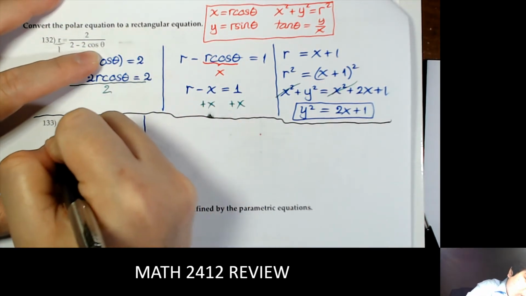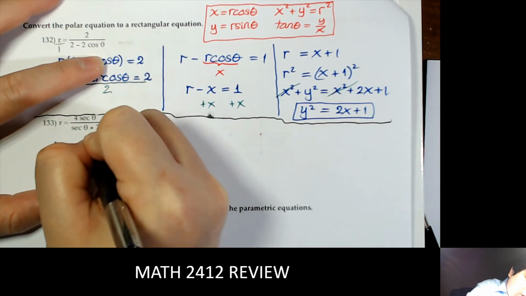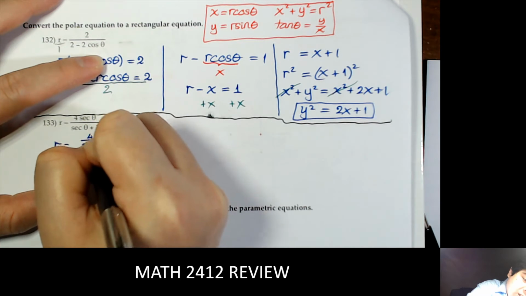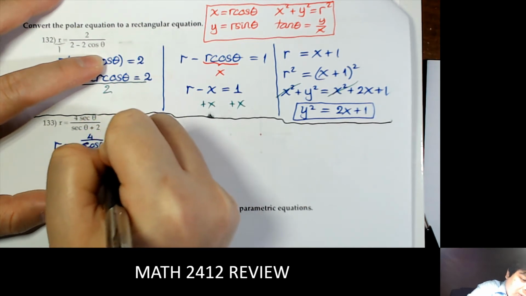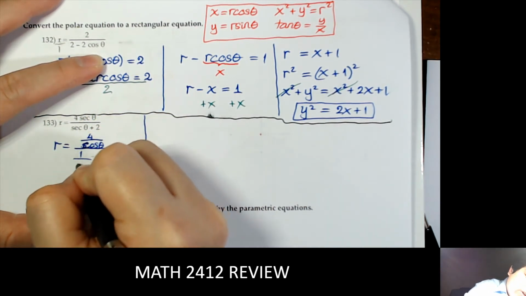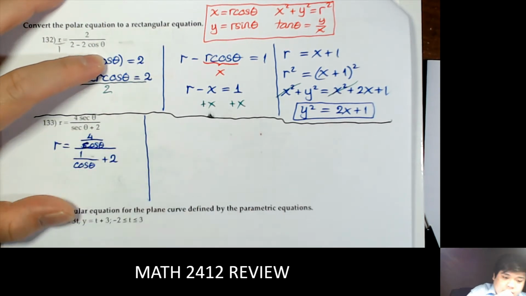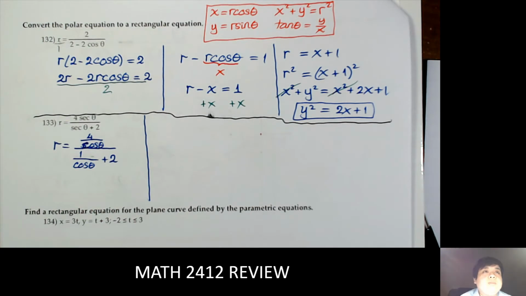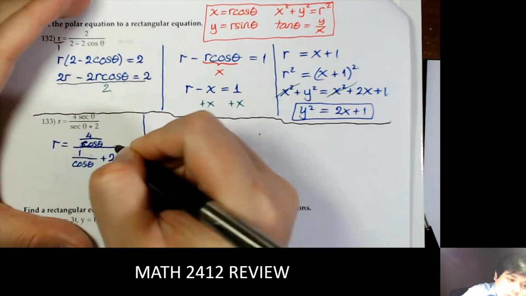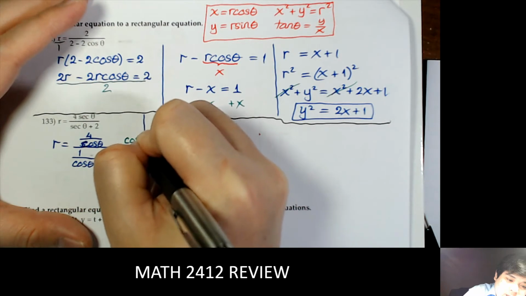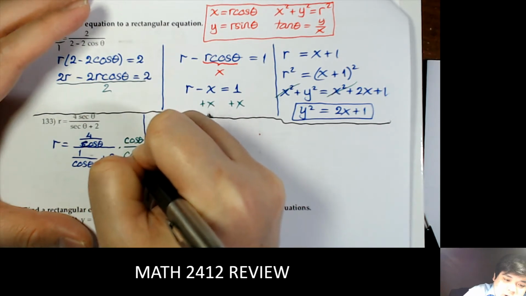Right. I will rewrite this as 4 over sine, 4 over cosine, which is secant, and 1 over cosine plus 2. Secant is 1 over cosine. What I do here is multiply cosine on the top and cosine at the bottom.